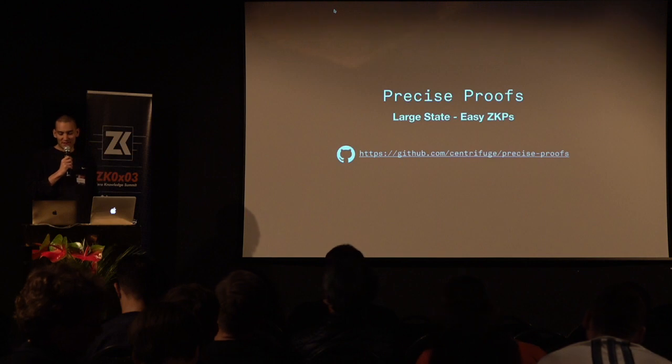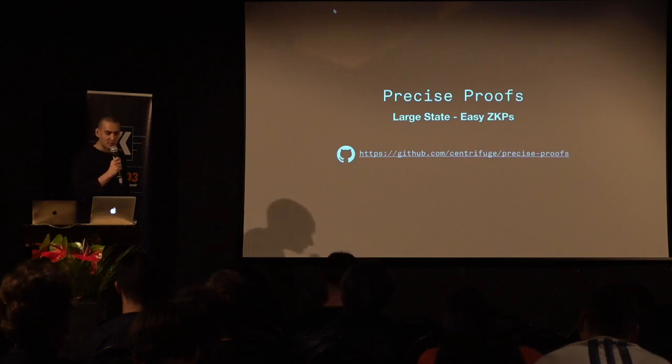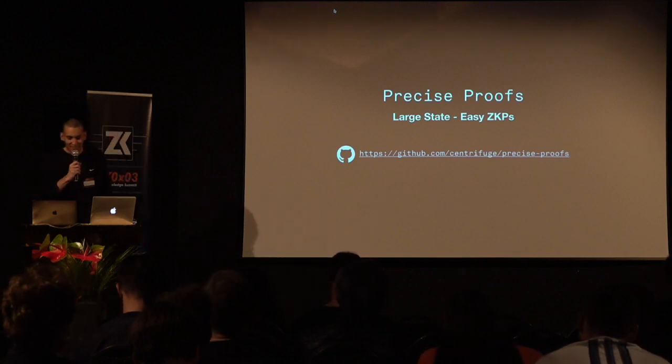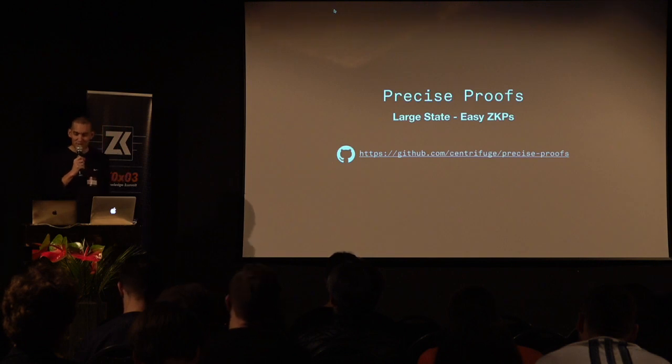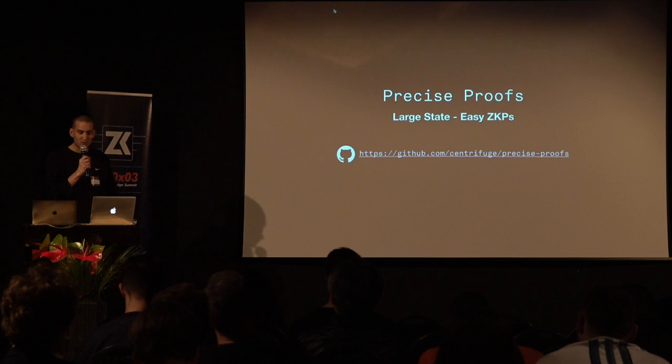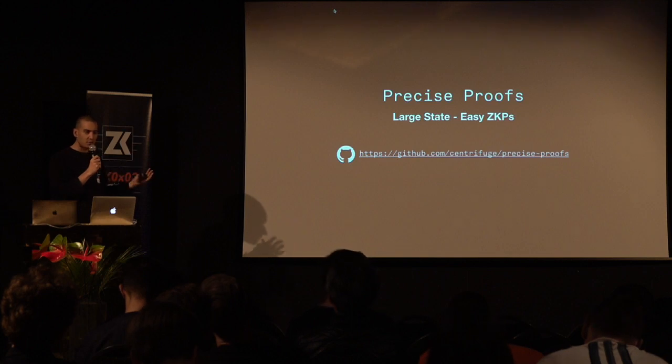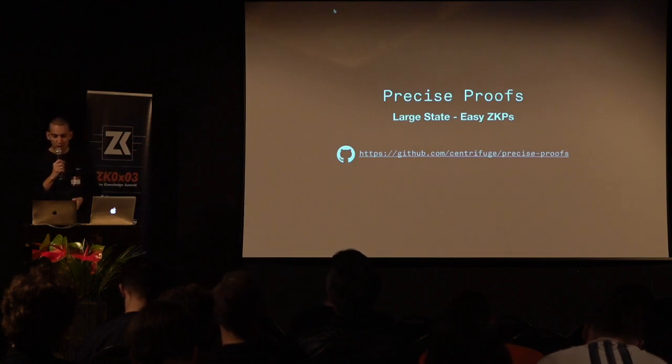I'll be talking about a small library that we've been building. It has nothing to do with zero-knowledge proof itself, but hopefully it'll show you how you can use zero-knowledge proofs. Specifically, how you can deal with large amounts of data that you would need to verify in a proof or work with in a proof.